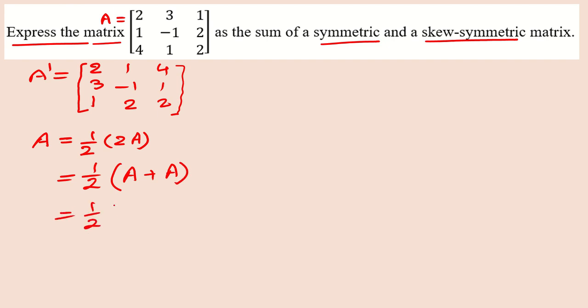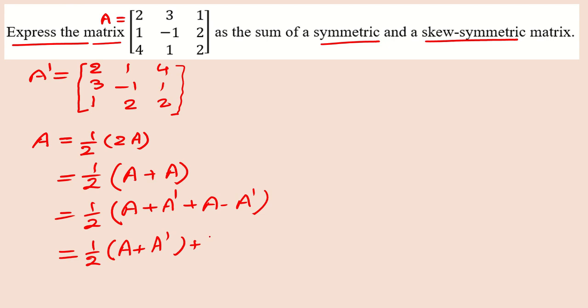Then half of what I am going to do here, A dash will be added and A dash will be subtracted so as to balance the expression. Okay. Now, just pair them and equal. So, half of A plus A dash plus half of A minus A dash. Okay. Now, what is left here? A plus A dash means addition of these two matrices and A minus A dash means subtraction of these two matrices. Yes. So, let's do it quickly.